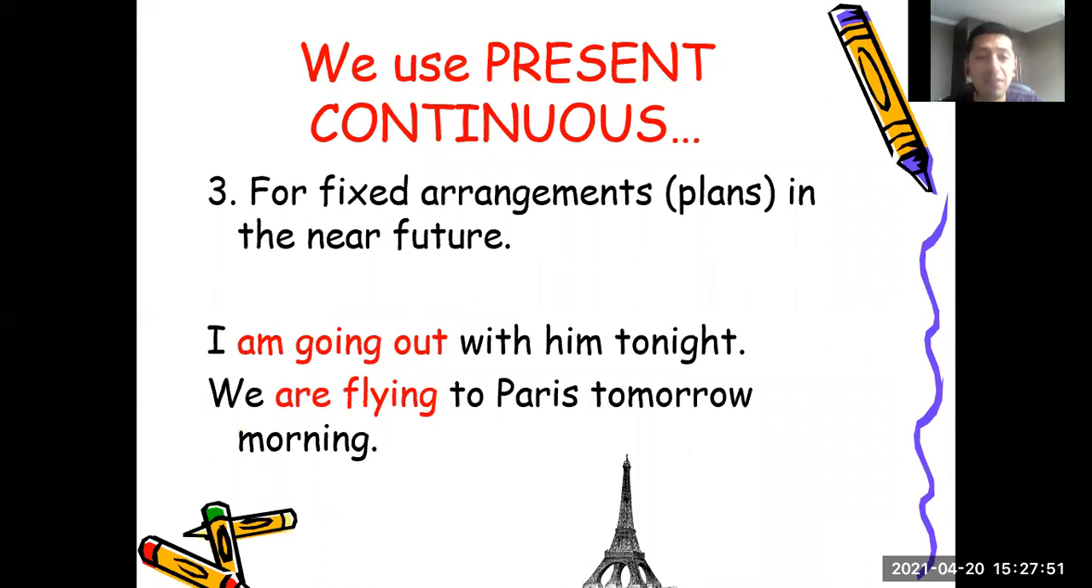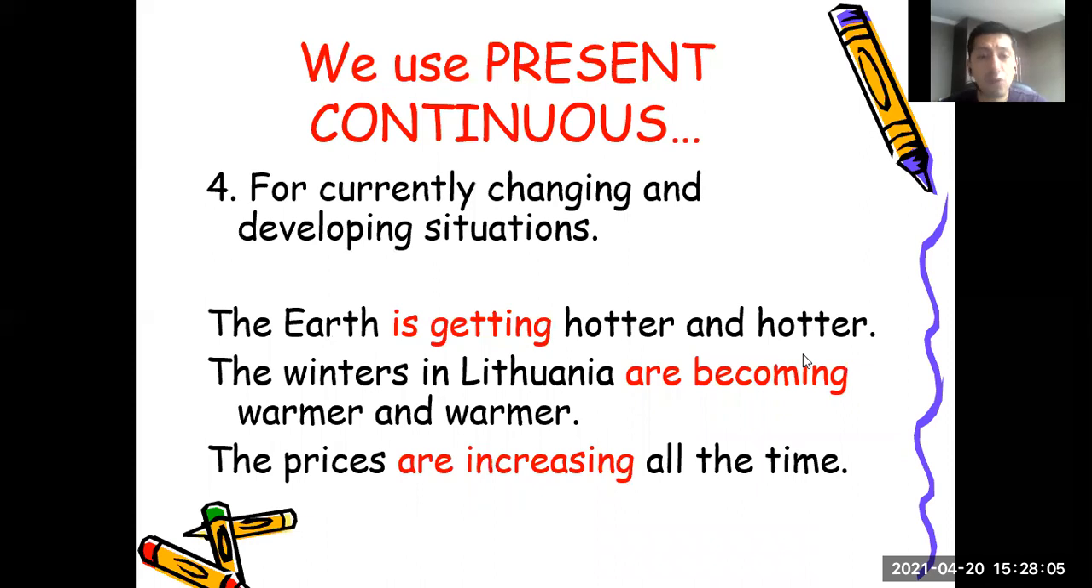For fixed arrangements, for example, I am going out with him tonight. This is a plan that you have already arranged. And we are flying to Paris tomorrow morning. And for currently changing or developing situations. For example, the earth is getting hotter and hotter. The winters in Lithuania are becoming warmer and warmer. The prices are increasing all the time. Okay, something that is happening, a situation that is currently happening or changing.